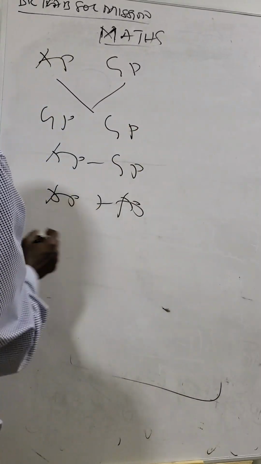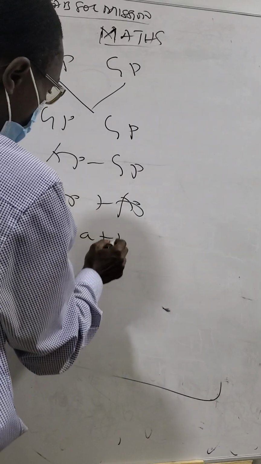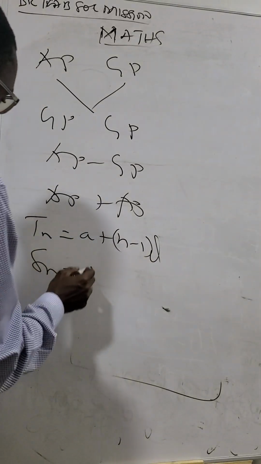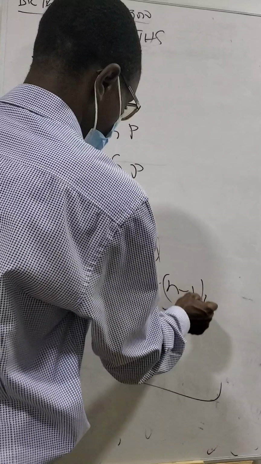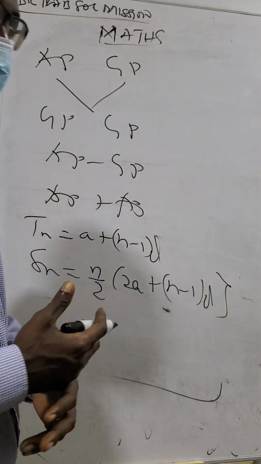So it's just, you know the formulas. Tn is equal to A plus n minus 1 d. You know its summation. Summation is equal to n over 2 into 2a plus n minus 1 d. Okay, so it's just manipulation depending on how the question is stated, and then you'll be able to do that.